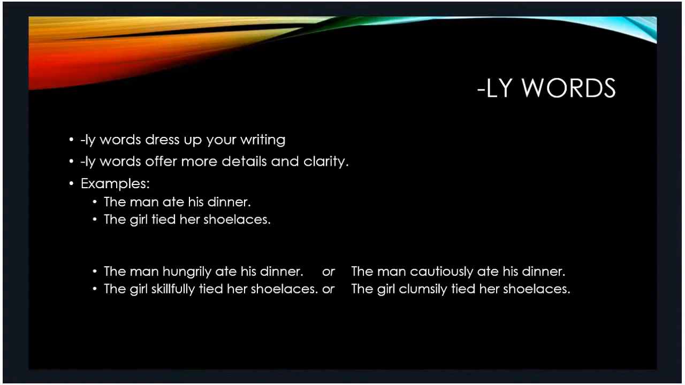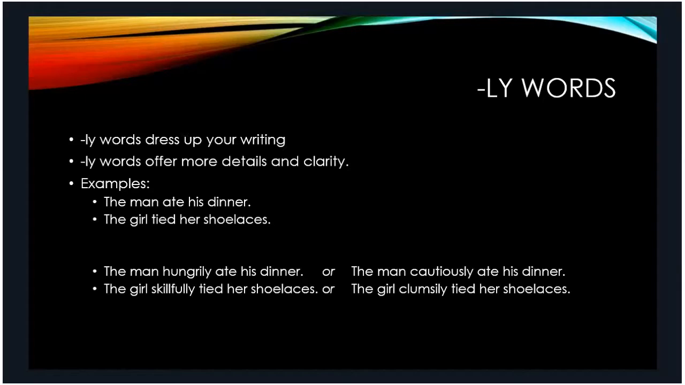A man hungrily ate his dinner versus a man cautiously ate his dinner. It's still someone eating dinner, but obviously that tells a very different story between the two of those. Between someone being really hungry and eager to eat versus someone being very careful. Maybe they're worried there's something wrong with the food, or maybe they're really not hungry at all.